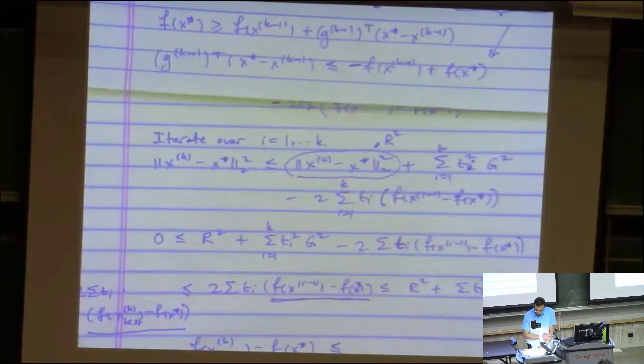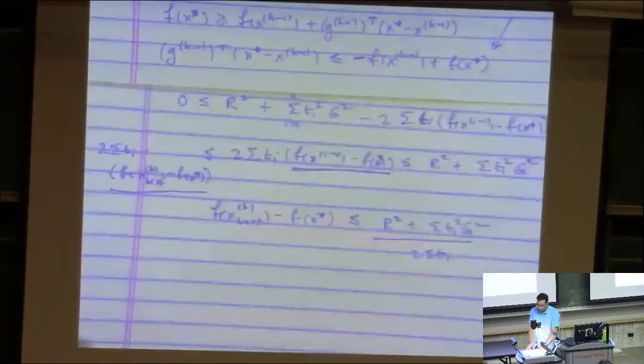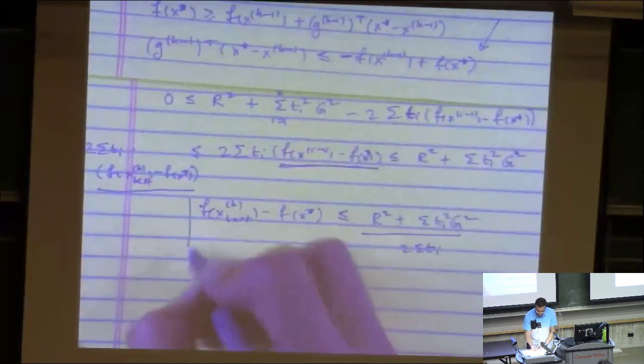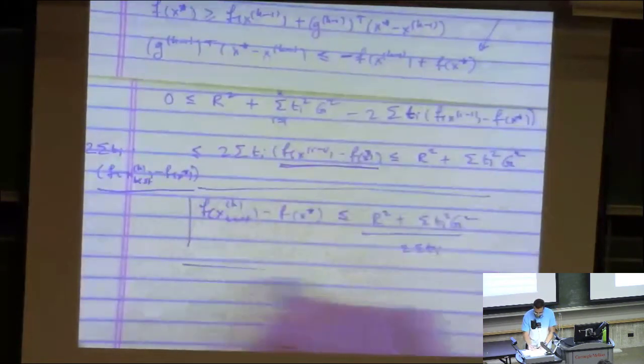So I'm just going to divide by the sum of the t_i's. This is less than or equal to R squared plus the sum of the t_i squareds times g squared divided by 2 times the sum of the t_i's. Okay, so this is what we call the basic inequality.